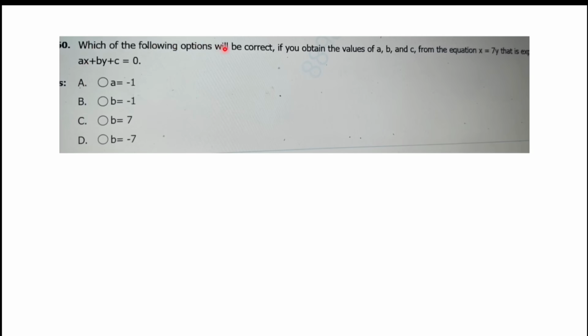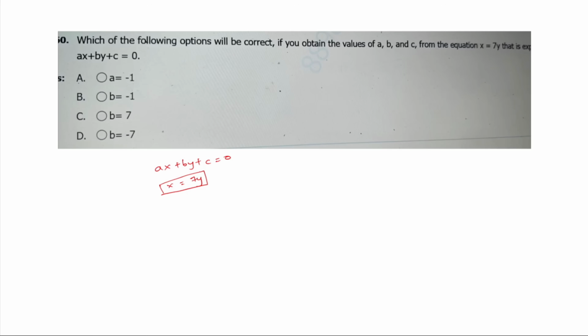Which of the following options will be correct if you obtain the values of A, B and C from the equation x equals 7y, expressed as ax plus by plus c equals 0. So here in the question, they have given the equation ax plus by plus c equals 0 and another equation, that is x equals 7y. So we need to convert this equation into the above form.